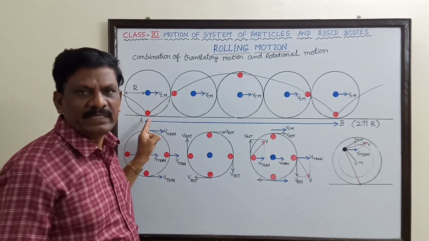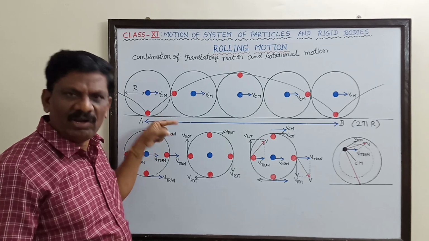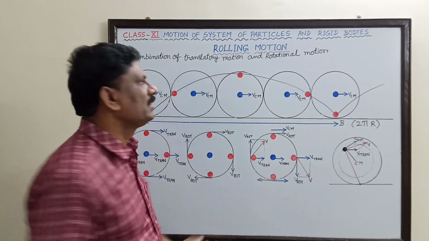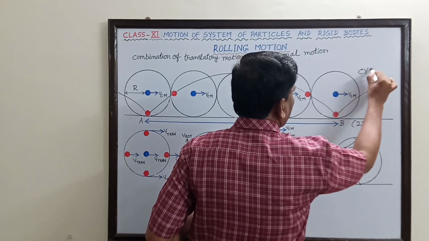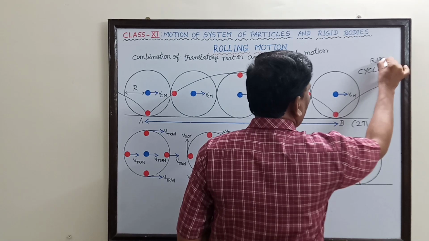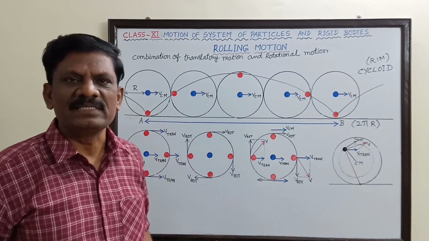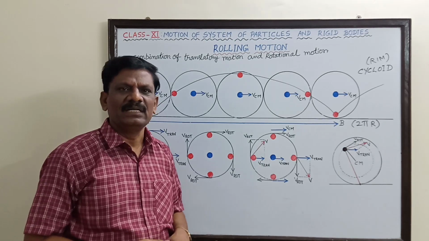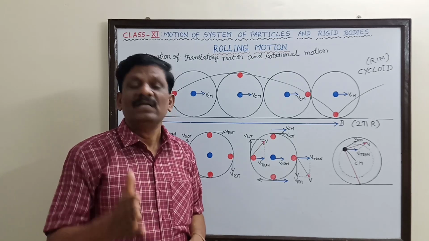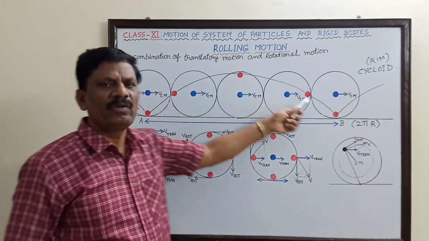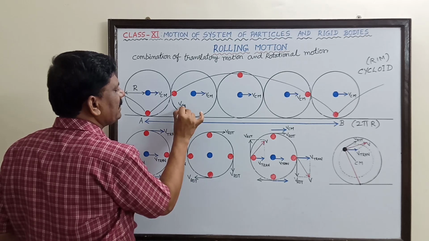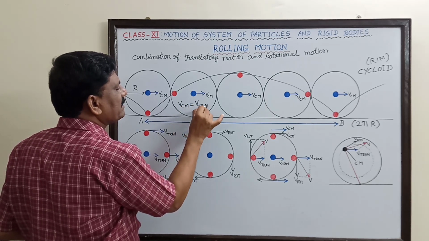One particle I have shown here. Like that, the next particle on the rim, followed by all the particles, all the particles on the rim will follow this type of path which is called a cycloid. So the particles on the rim of the wheel follow what path? It is a cycloid. Understood that? So it is a combination of translatory motion and rotational motion. Whereas the particle at the center of mass will follow a straight line path. So I can write now the velocity of the center of mass, Vcm, is also equal to V translatory.